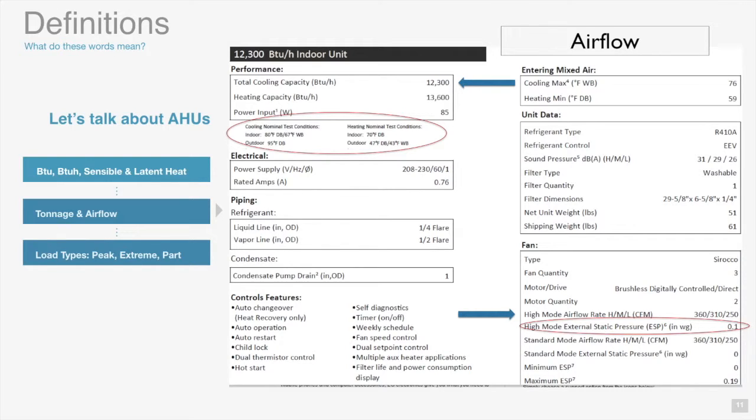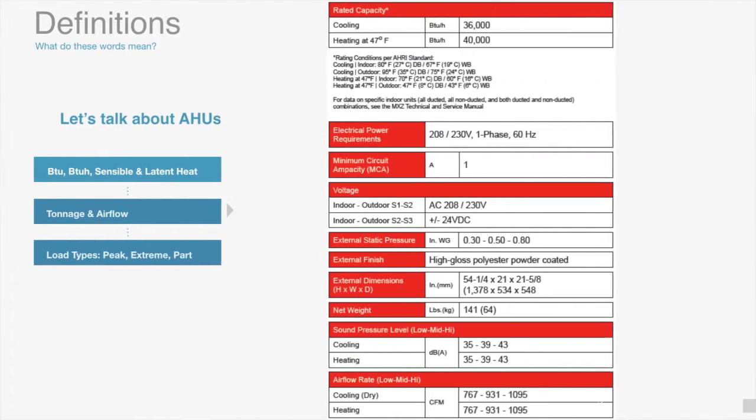For instance, on this one, 0.1 inches of water column, if I were to put this on a duct system that had a few too long duct runs off it, I would expect to get on the high setting much less than 360, probably closer to just 300 even on the high setting, if my ducts weren't designed appropriately and if there were too many ducts on this system.